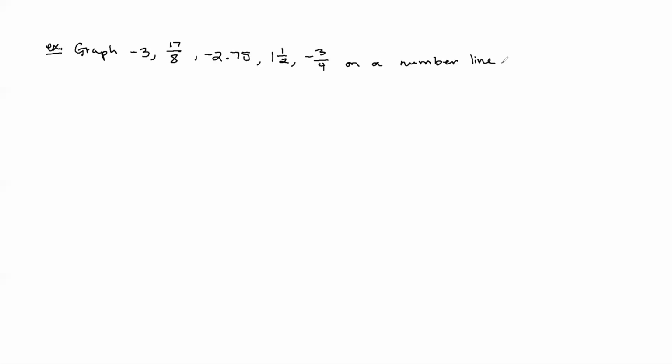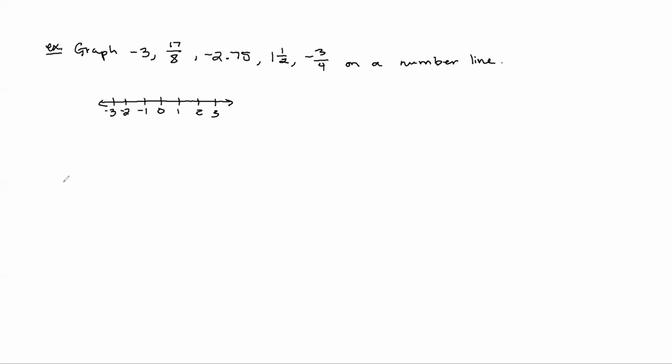And so if you see this on the homework, you should be given a number line with correct spacing. So I'll go ahead and give that to you here. Let's go ahead and draw out a number line. We'll have 0 in the middle. Then we'll do 1, 2, 3. And on the left, -1, -2, -3.